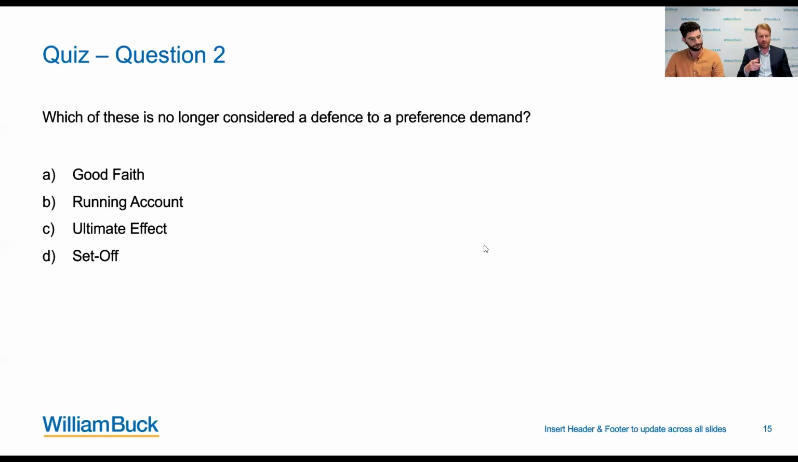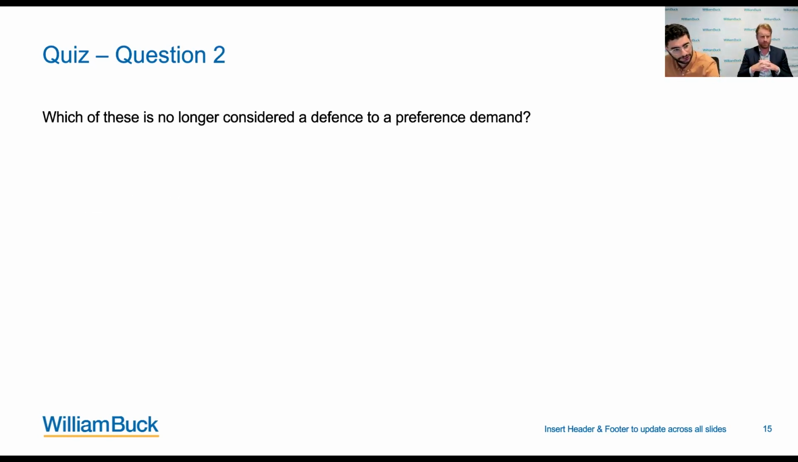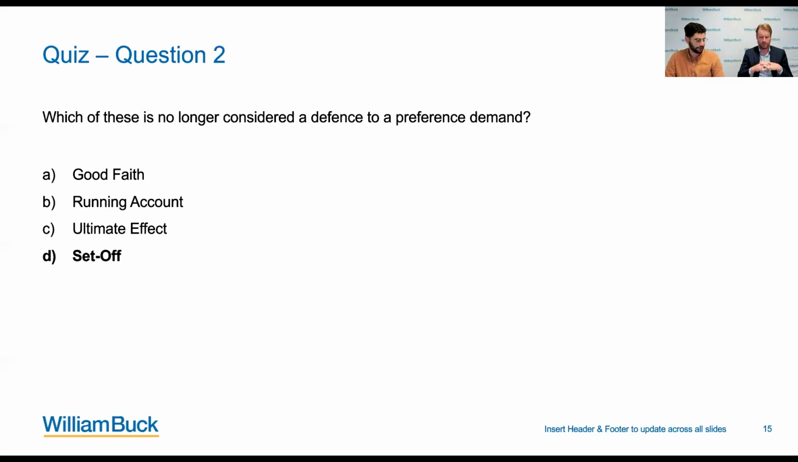So on your screen at the moment is 4 of the options for a defence to a preference payment. Which of these are no longer considered a valid defence to a preference? So this one is D, set off. So that was the defence that allowed a creditor to claim that what they owed from the company at the time of liquidation could be set off against what they received from a preference prior to the appointment. This is being ruled as not a defence available to creditors any longer.